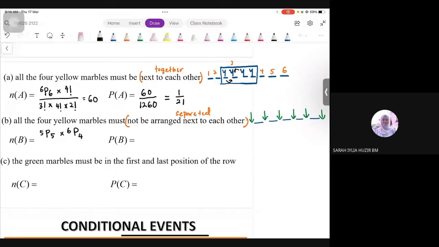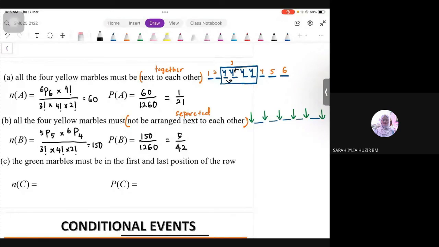Step dia fix setiap kali macam tu. Kalau ada 3 yellow marbles not next to each other, dah lah 6P3 macam tu. Okay. Divide by, always divide by our identical case lah. Identical case akan berubah. So 3 factorial, 4 factorial, 2 factorial. Okay. So in this case, you should get 150. So the probability, 150 divide by our sample space 1260. So this is 5/42.